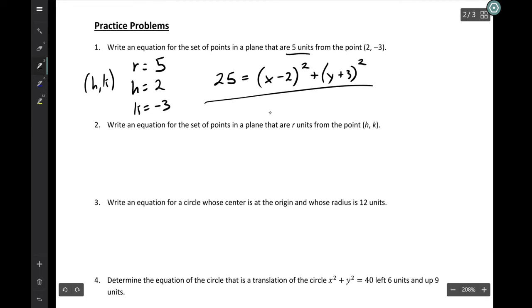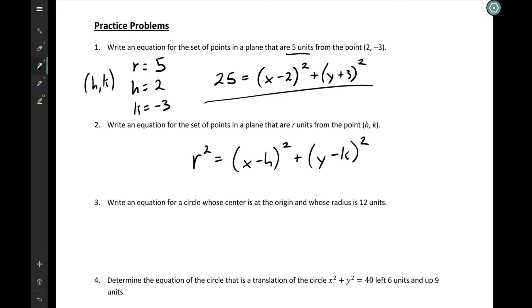This problem's dumb. It's saying write an equation for the set of points in a plane that are r units from point h, k. Well, that's just my equation for a circle, which we've already derived and done all that, so I don't need to do it again.